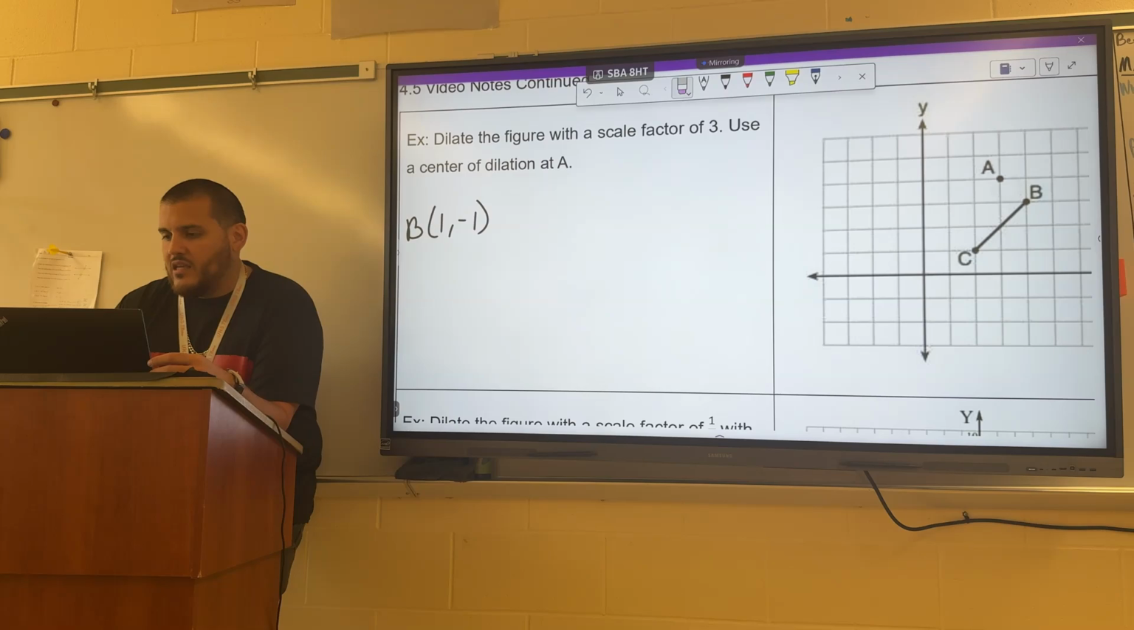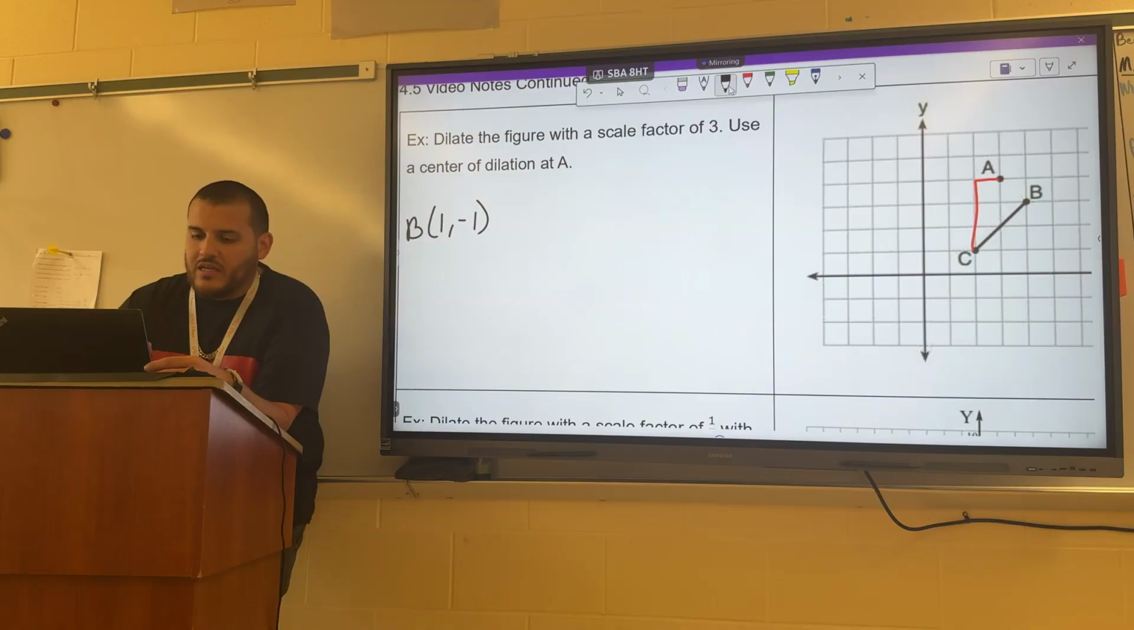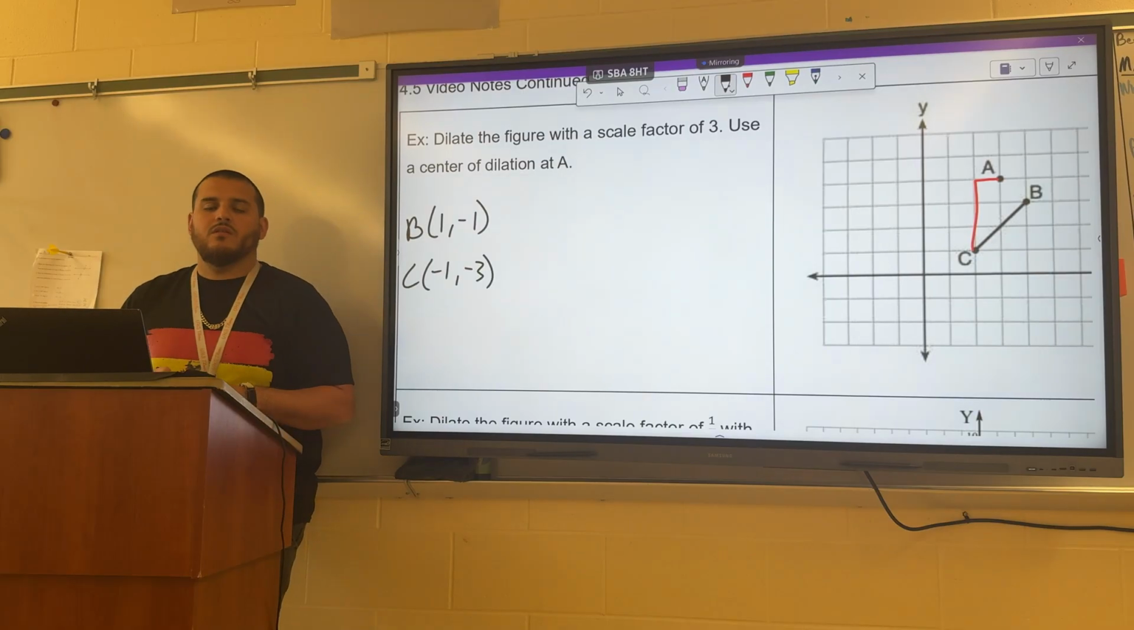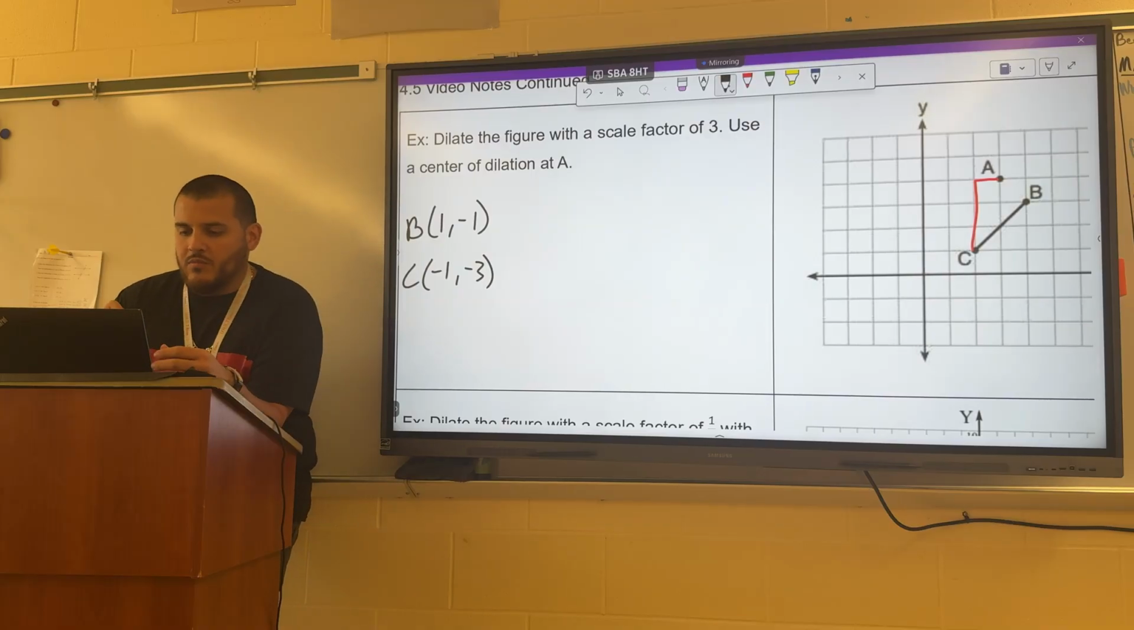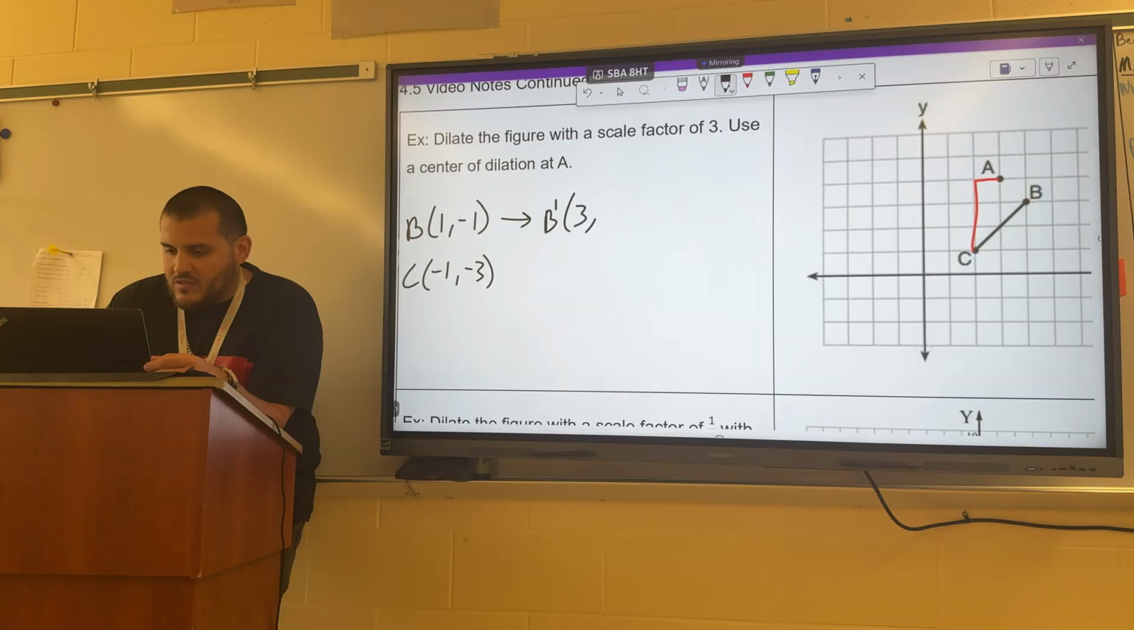If I look at point C, I can see that that is 1 to the left and 3 down from my center of dilation. So I can think of that as -1, -3. Left 1, down 3. And now these values will get multiplied by the scale factor to determine the image of our location. So we're multiplying +1 times 3, which gives me +3. -1 times 3 gives me -3. Same thing for point C. -1 times 3 gives me -3. -3 times 3 gives me -9.